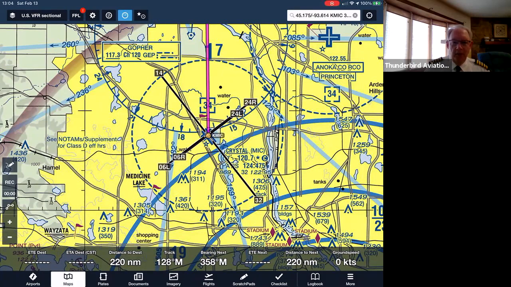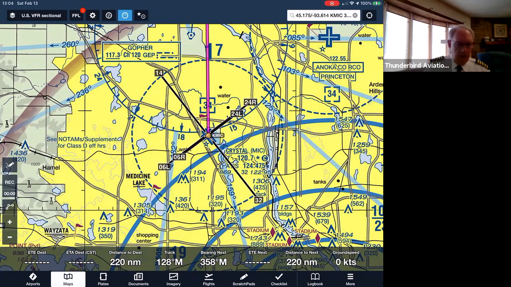So the object of the game here is to realize that blue dashed line around the airport represents Class D airspace. And for basic VFR, the basic answer is you need 3 miles visibility and be able to maintain 1,000 feet below, 1,000 feet above, 500 below, and 2,000 feet horizontal away from clouds. And for takeoff and landing purposes, you need a 1,000-foot ceiling and 3 miles visibility.